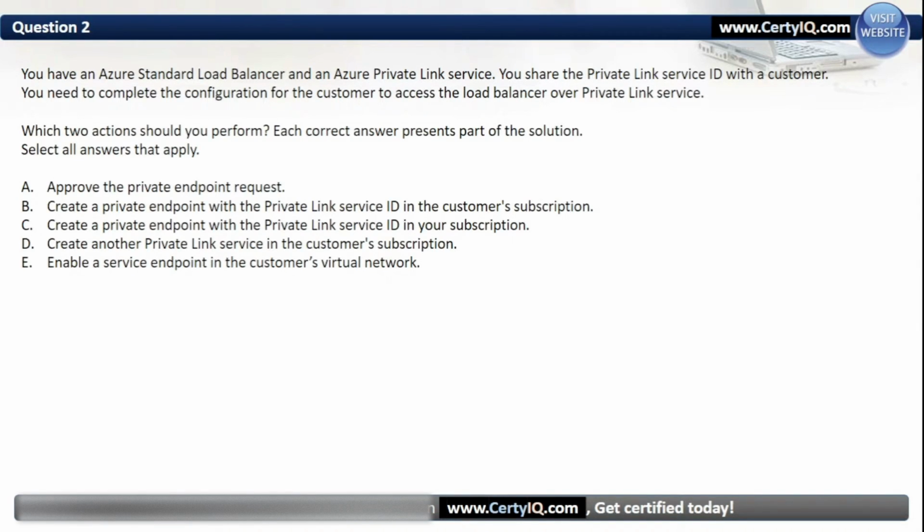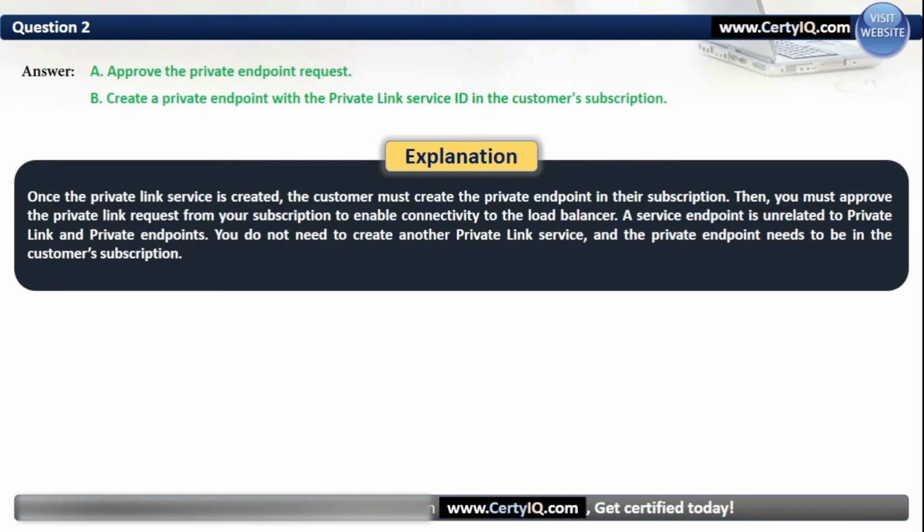The correct options are A and B, that is, approve the private endpoint request and create a private endpoint with the private link service ID in the customer's subscription. Once the private link service is created, the customer must create the private endpoint in their subscription. Then you must approve the private link request from your subscription to enable connectivity to the load balancer.